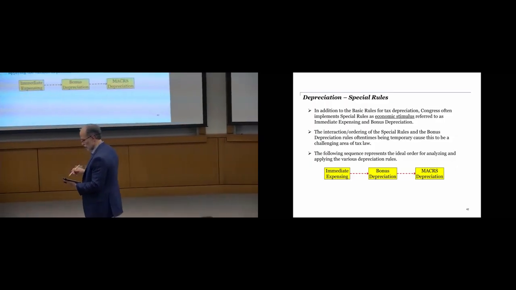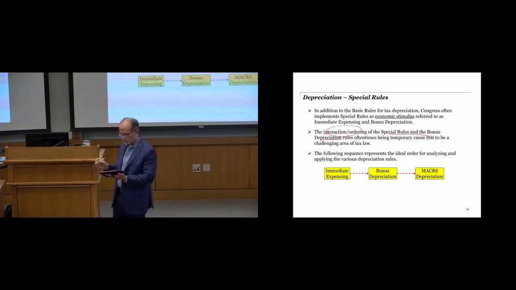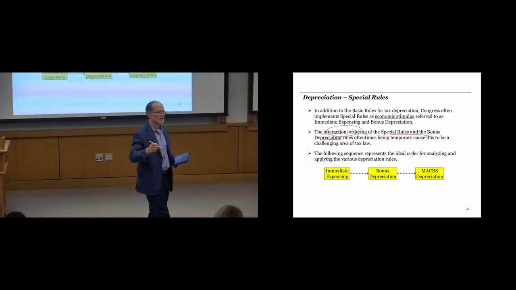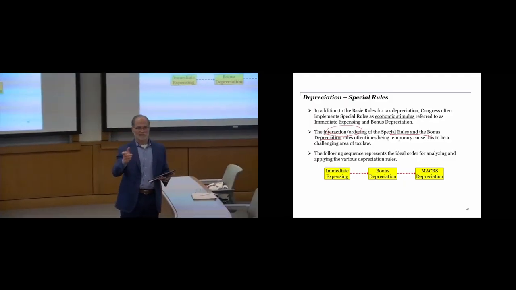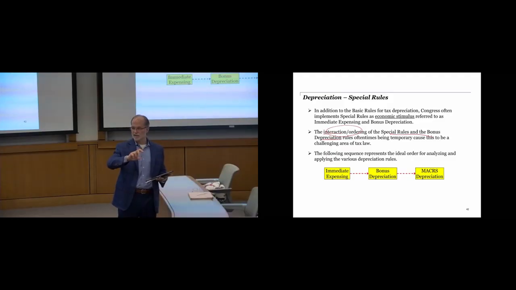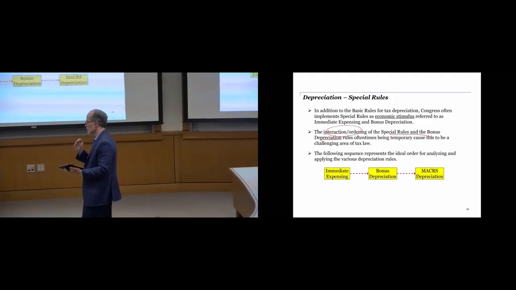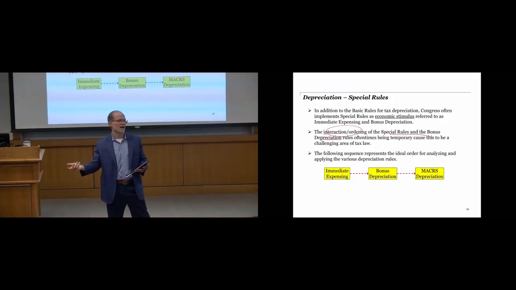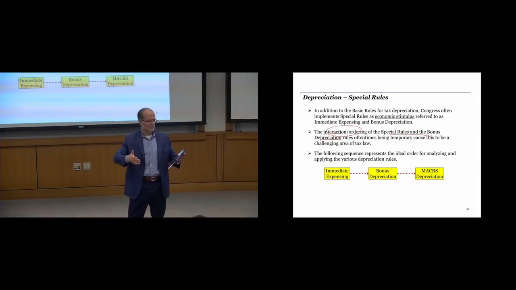So the interaction and ordering of the special rules and the bonus depreciation rules, oftentimes being temporary, cause this to be a challenging area. Because the government's trying to incentivize activities, so they make it accelerated. The special rules are all about accelerating deductions for depreciation, but they change over time. So where you are at a particular time is very challenging.